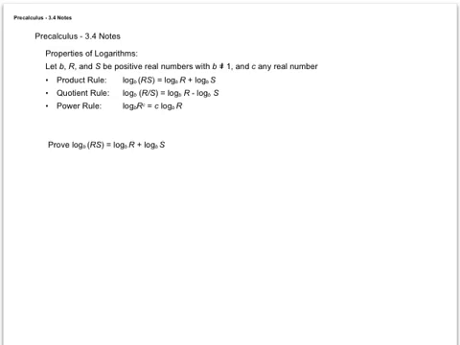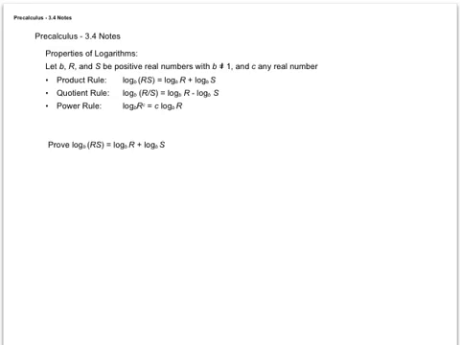When you have multiplication inside a logarithm, you add two logs. The quotient rule is if you have division inside a logarithm, you subtract the logs. And then the power rule, if you have a logarithm to an exponent, then that exponent just moves out into the front. So what we're going to do is prove these guys.